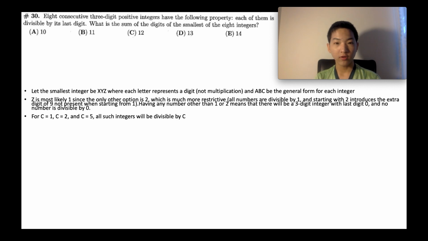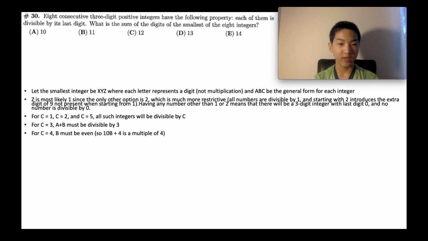So for c equals 1, c equals 2, and c equals 5, remember, we're just saying any 3-digit integer in general. All such integers with those c's will be divisible by c because of the divisibility rules regarding those integers. For c equals 3, a plus b must be divisible by 3. In order for any number to be divisible by 3, the sum of its digits must be divisible by 3.